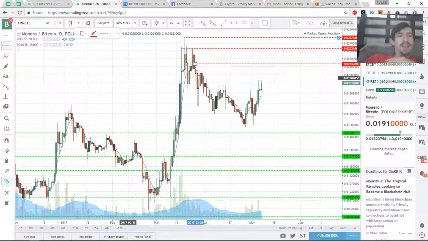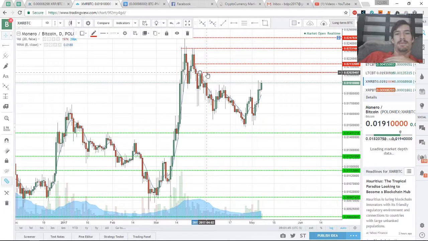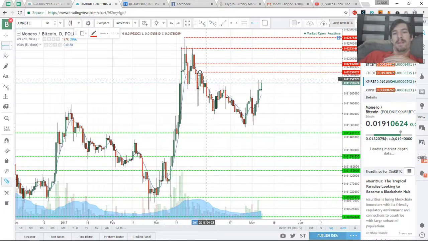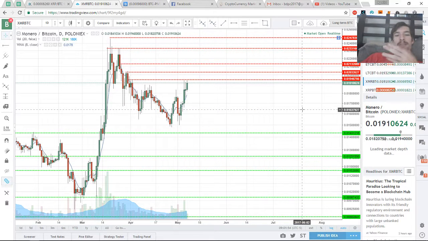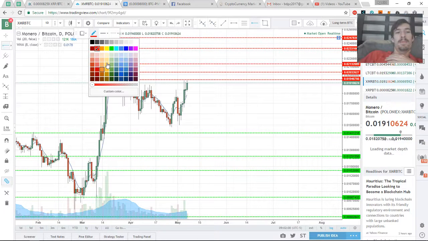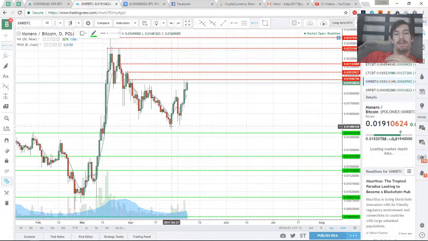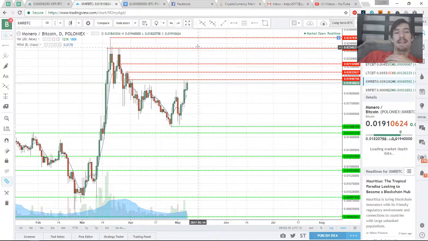What you'll see here is there is a ton of resistance in this area. So if I was considering whether or not to enter a trade in Monero, I would be sure to understand the fact that this price is going to have a hard time getting through all this resistance. And I mean, I could keep going.